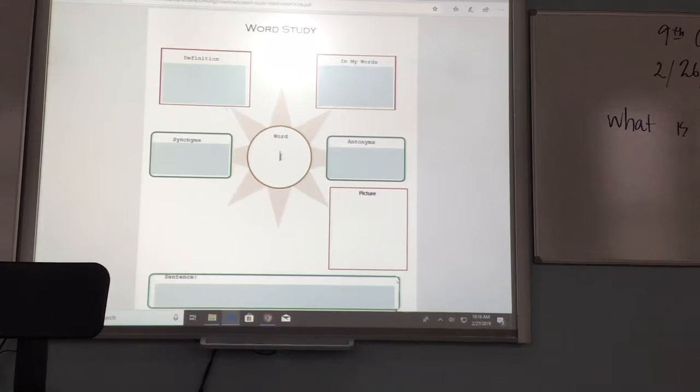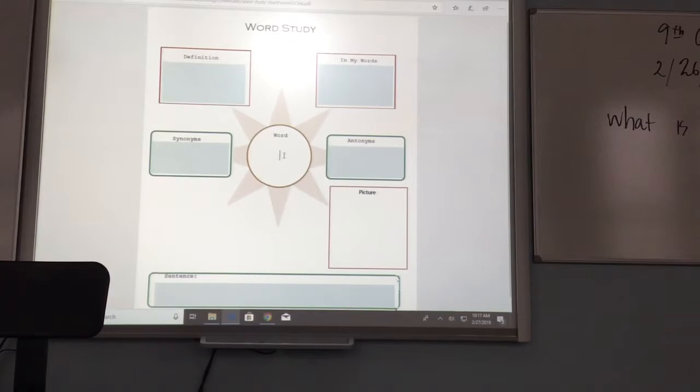Again, because I don't have a printer, we can't print out the picture, so the one that I do on the smart board won't have a picture. The one that you do, you're going to draw a picture. All right, so let's start. I'm going to start with activists.